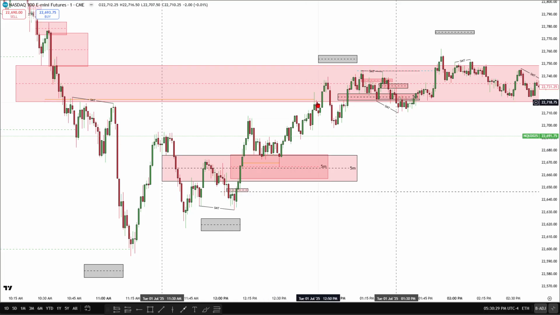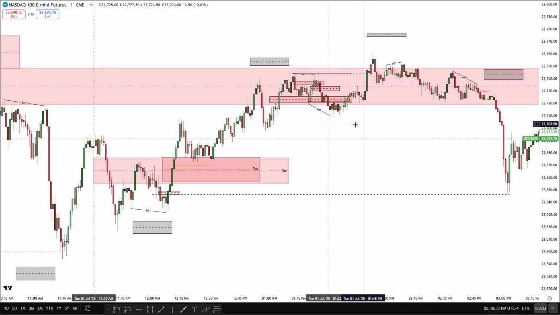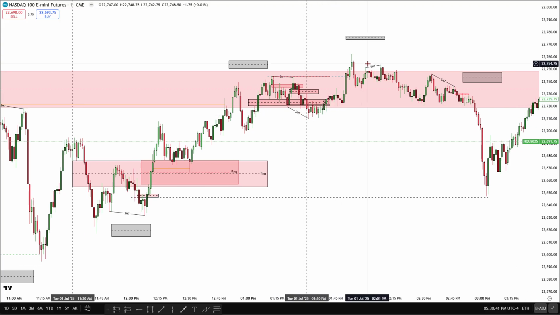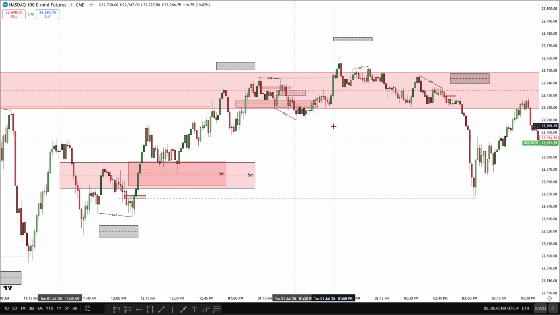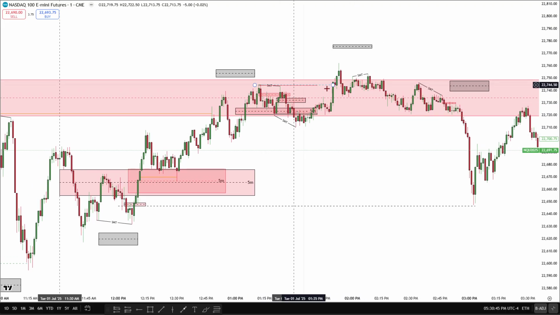We then rally from there, taking equilibrium, touching constant encroachment of this 15 minute. And then from there, we rally up one more time, kind of lose all volume. SMT of highs forces us down. SMT of lows forces us back up.